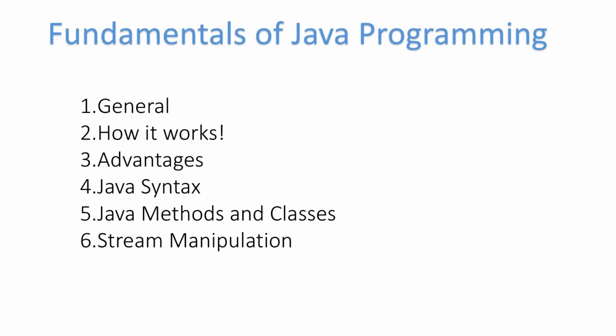Today we are going to learn the fundamentals of Java programming. Let's get a quick overview of what we are going to learn in this tutorial. First, the general idea of what Java programming is. Second, how it works. Third, the advantages of Java programming over several other languages in the object-oriented family. Fourth, the basic syntax covered under Java. Fifth, Java methods and classes, and sixth, stream manipulation.